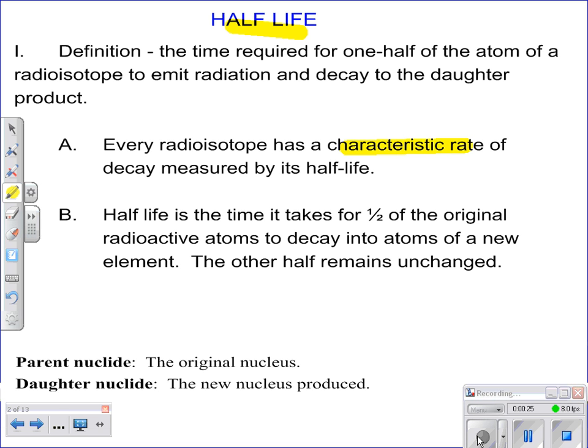In other words, it's based on what the isotope is. Everything's going to be unique or different. And half-life is the amount of time it takes for half of that original radioactive atom to decay into the atoms of a new element. That's what we just said for the definition. And the other half would remain unchanged. So the other half would remain as a parent nuclide, whereas the decayed part would be the daughter nuclide.